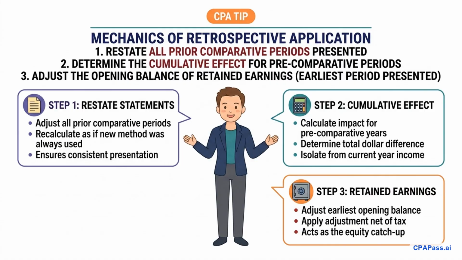This adjustment is made net of tax and acts as the catch-up mechanism. By adjusting the opening retained earnings balance, the cumulative effect of the change prior to the comparative years is properly absorbed without distorting the current year's income statement. This clean separation of past and present is a major focus on the CPA exam.